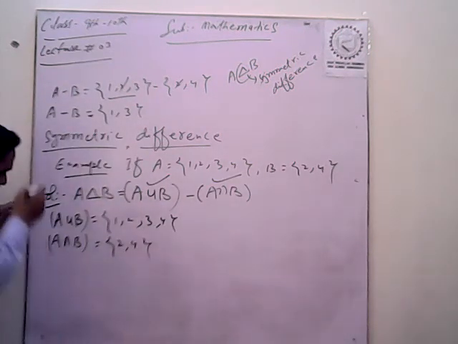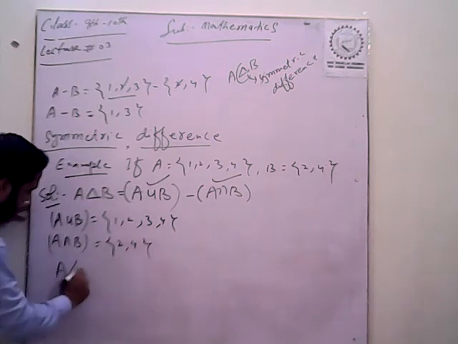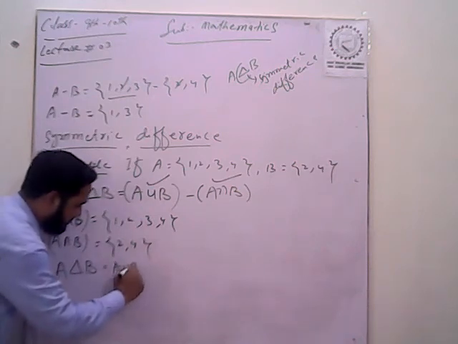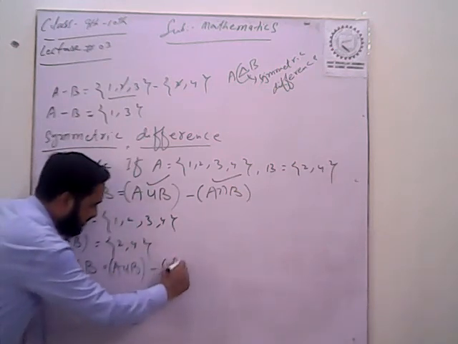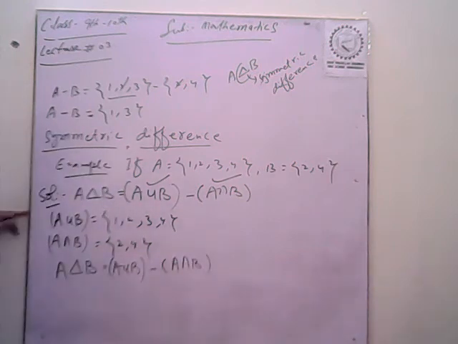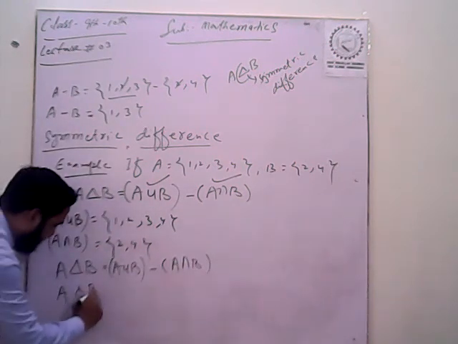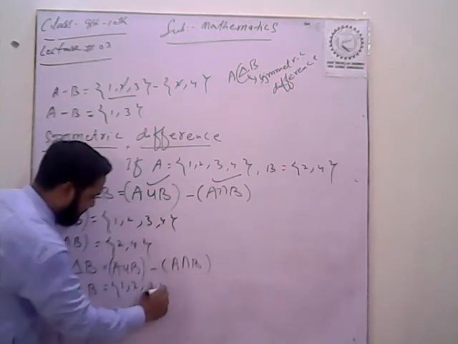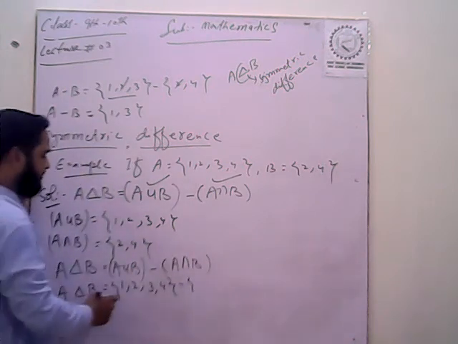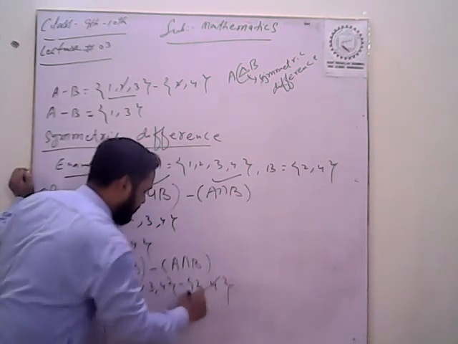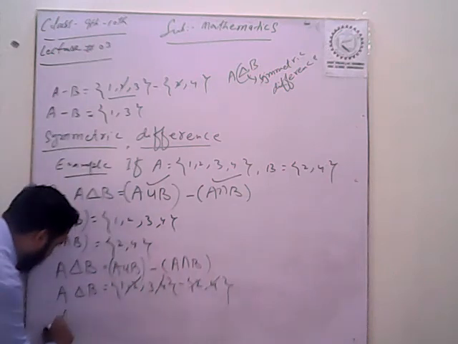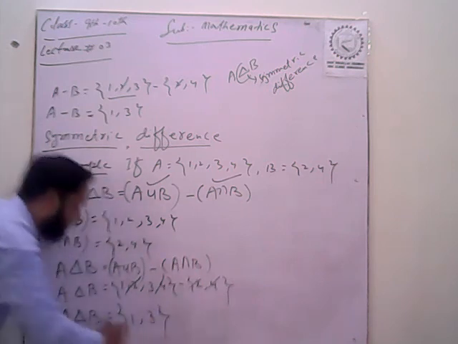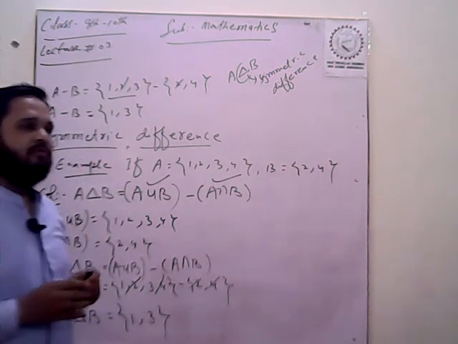Again, the third step is that A symmetric B is equal to A union B minus A intersection B. Now A union B is equal to {1, 2, 3, 4} minus A intersection B, {2, 4}. 2 and 4 will be cancelled. Now A symmetric B is equal to {1, 3}. We have found the symmetric difference.